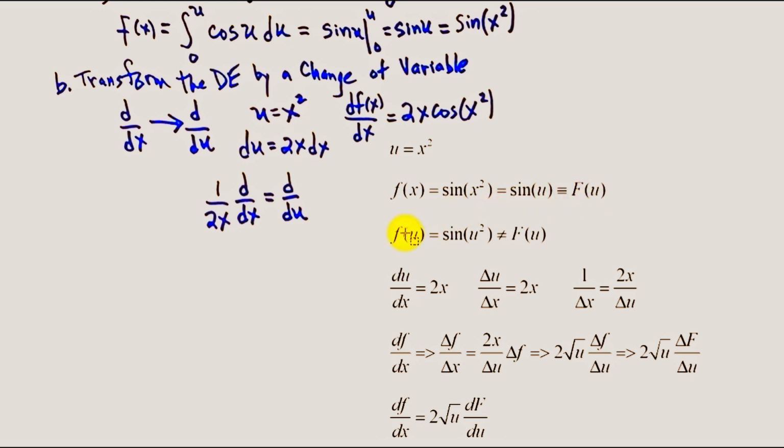If I were to use the lowercase f and put in u, well, what does any function do? Whatever you put in the argument, it does to it what it's supposed to. When you put an x in, the f of x function squares the x and then slaps on the sine. If you put the u in, it would square the u and slap on the sine. Well, that's not sine of u. You see, we get into trouble. So picking a capital F of u for the function when it's in terms of u is the safest thing to do. Now, what about this?